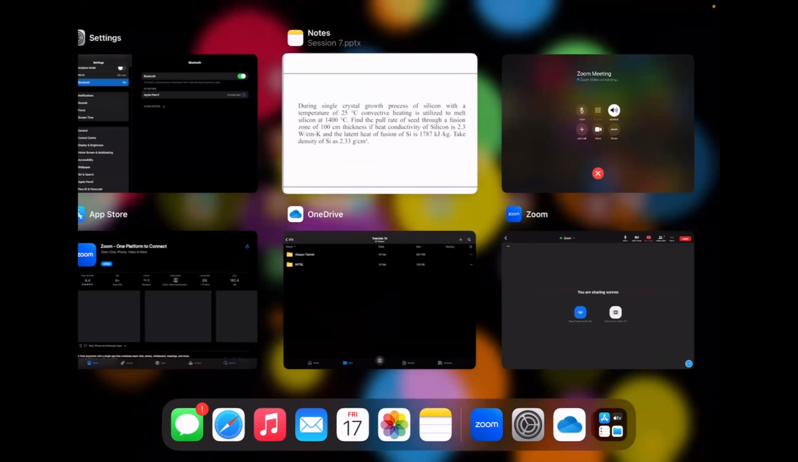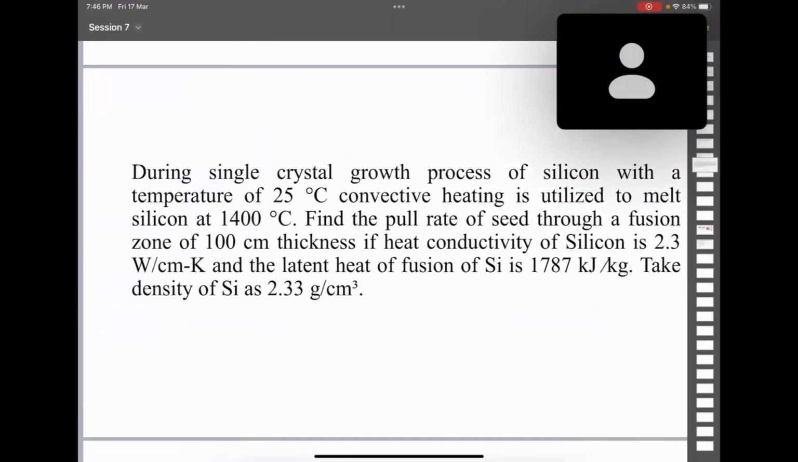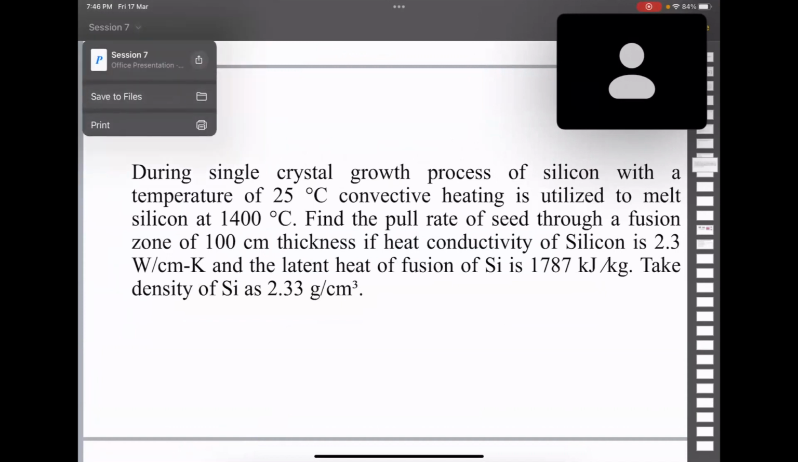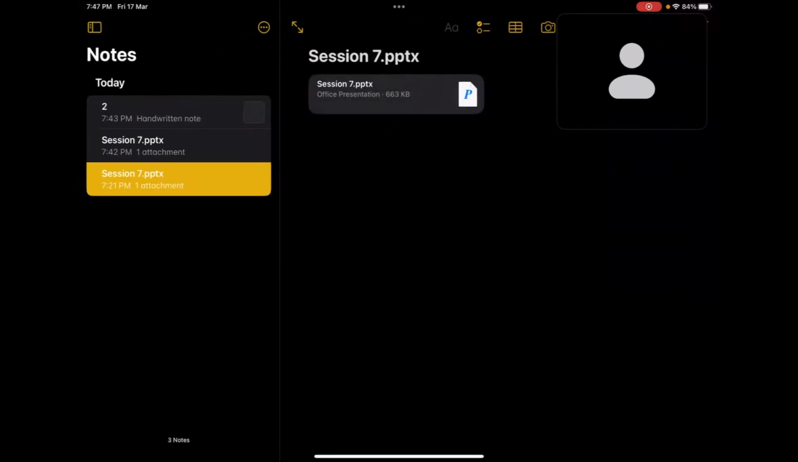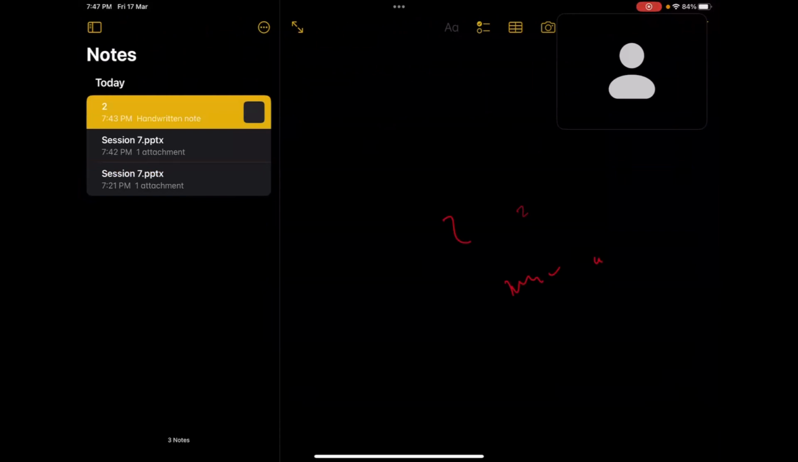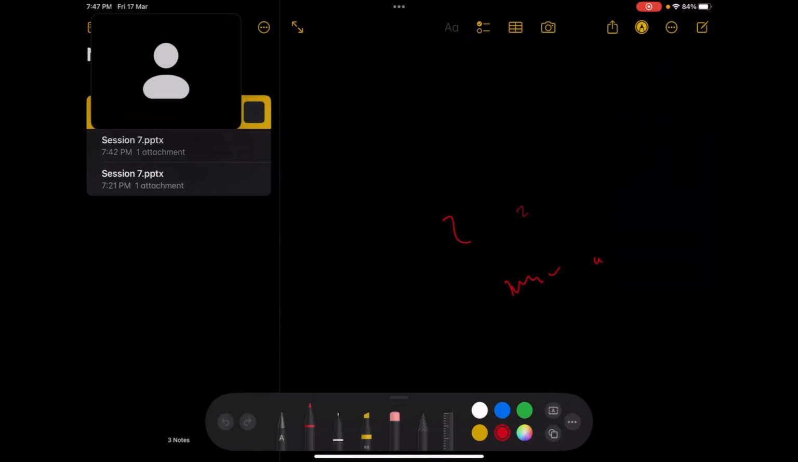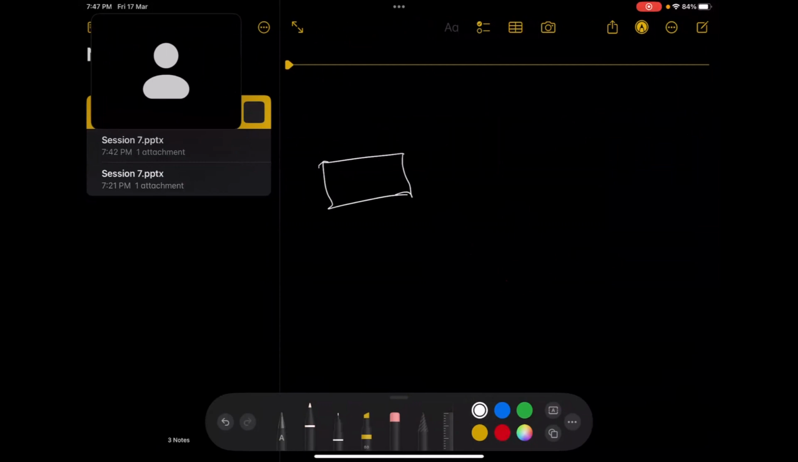what you have is a fusion zone, through which your seed is being pulled out.